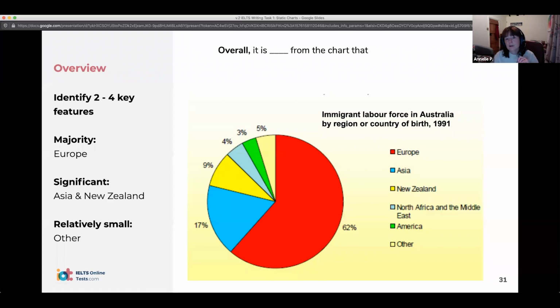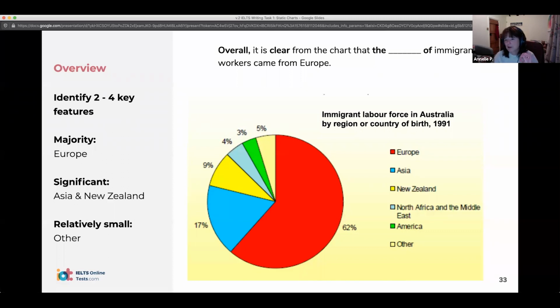Okay, so, and then we need like a reporting phrase. So what's missing? Okay, very good. It's clear from the chart. So really important in the overview and also through the rest of the task one to use these kind of reporting phrases. We can see that, it can be seen that, it is clear that, it's remarkable that, it's evident that, Joeria, that works really well as well. Okay, so what's the missing word here?